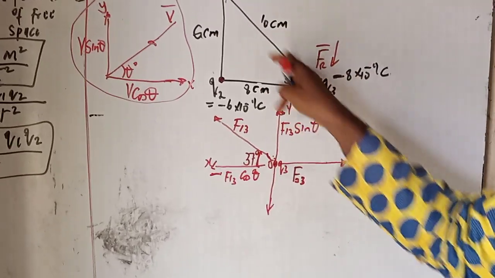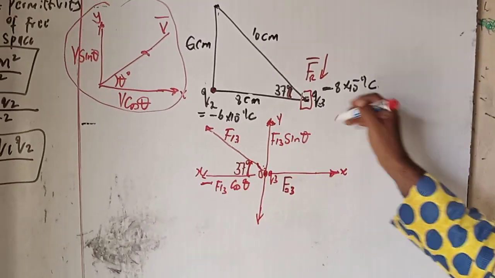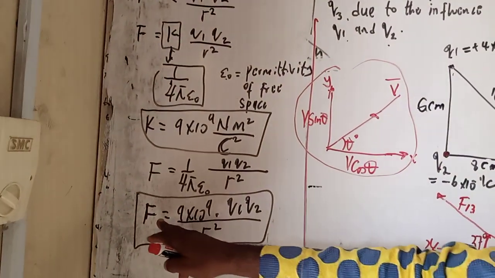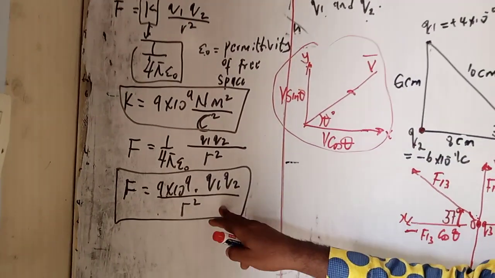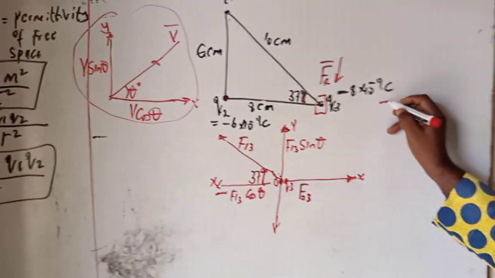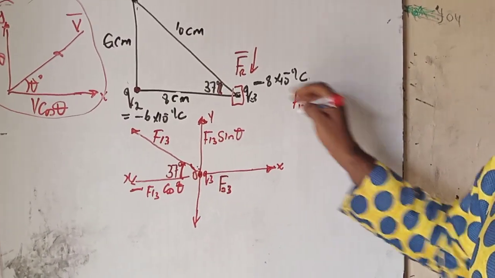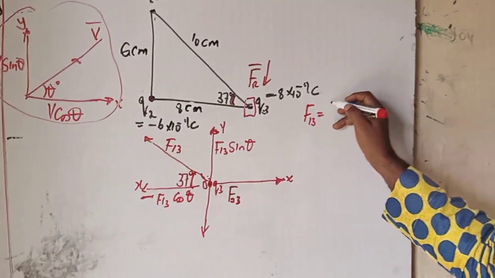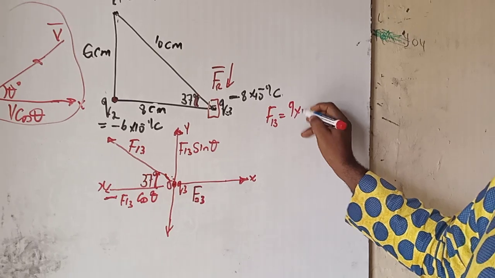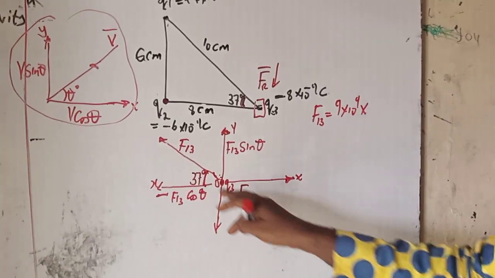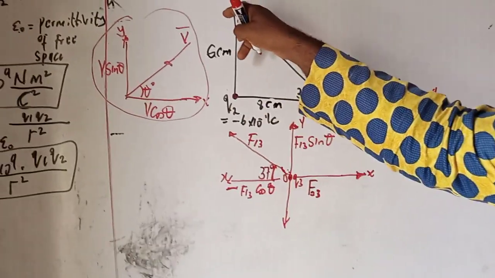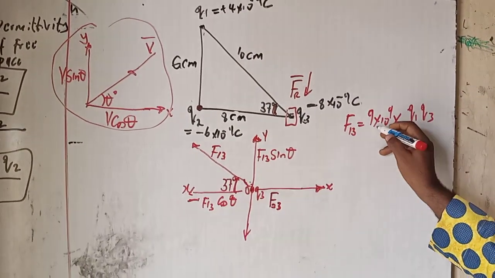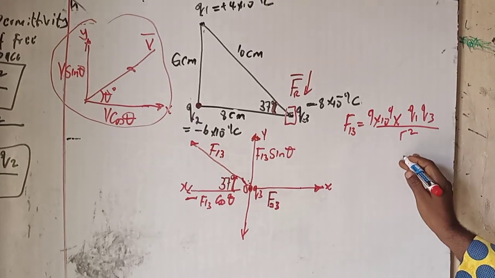Now, the question is, how do we get the value for the force of attraction due to charge Q1 on Q3, which is F13? According to Coulomb's law, F is equal to this. So F13, the force of attraction of Q1 on charge Q3, will be 9 times 10 raised to power 9 times the product of the charges Q1 times Q3, divided by the distance between them squared.